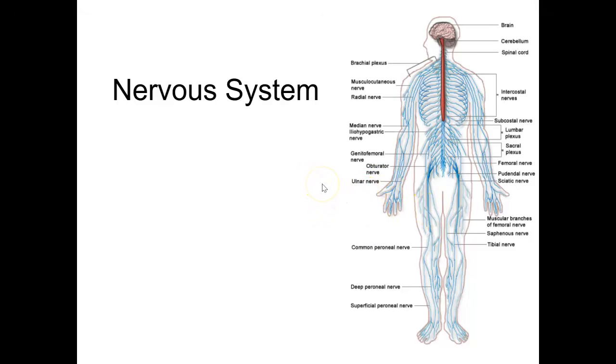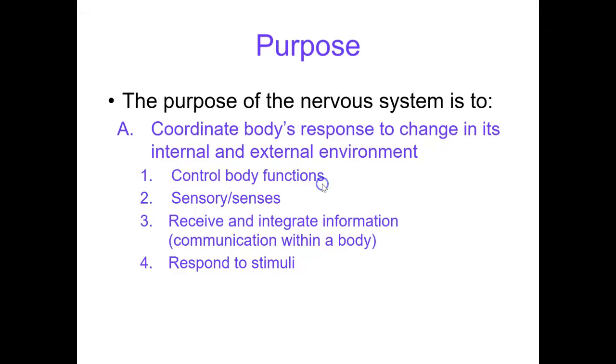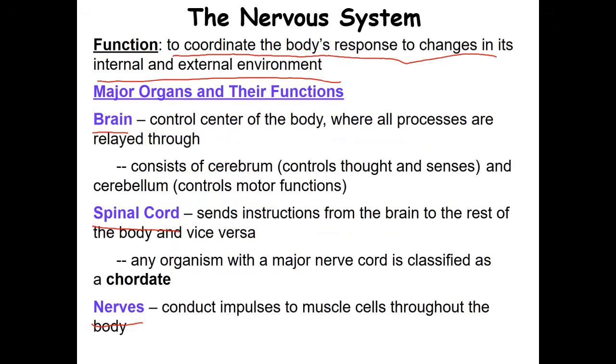Next is your nervous system. That is your brain and nerves. So it helps coordinate the body's response to changes in the environment, controls body functions, senses, so your hearing, taste, sight, smell, receives and integrates information, so it helps your body communicate and respond to stimuli. So the function is to coordinate the body's response to changes in the environment.